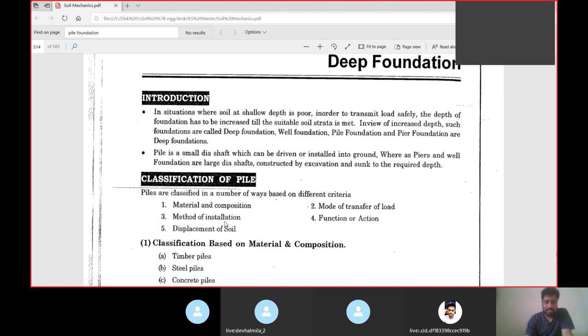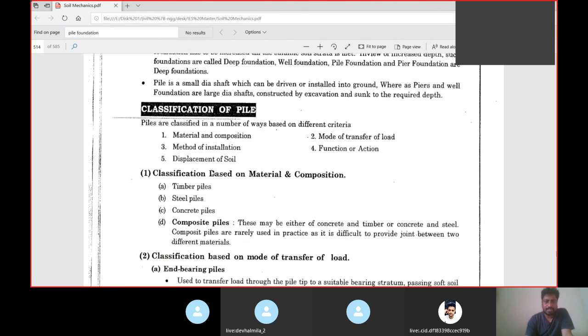Now, how are the piles classified? Piles are basically classified in a number of ways based on different criteria. First, material and composition. Second, mode of transfer of load. Third, method of installation. Fourth, function or action. Fifth is displacement of soil, right? So when I am classifying the pile, I will be classifying it based on its material and composition. When I say material and composition, it means either it will be a timber pile made up of timber.